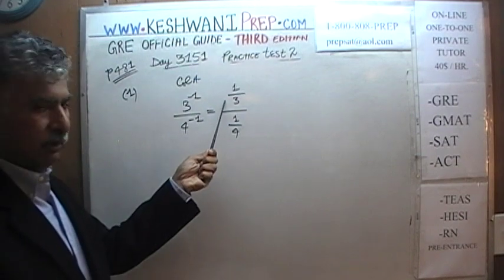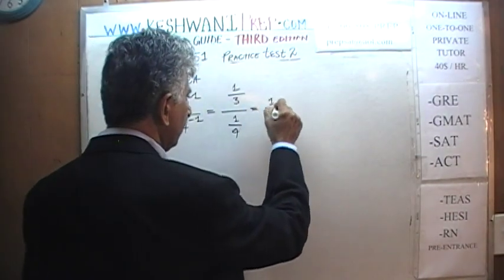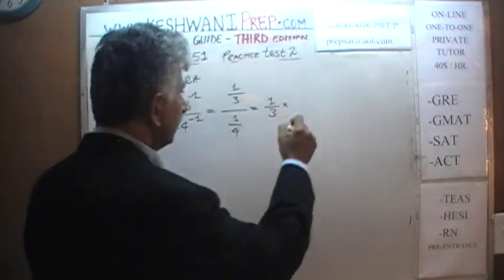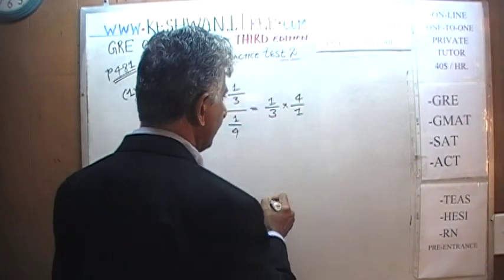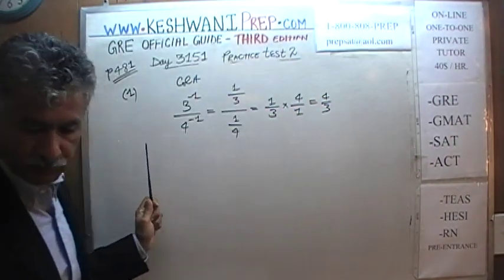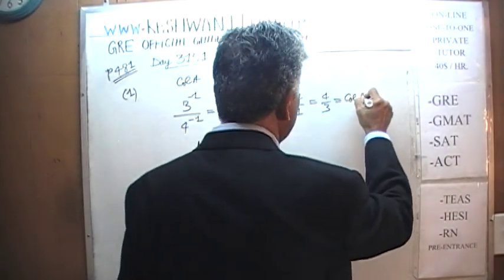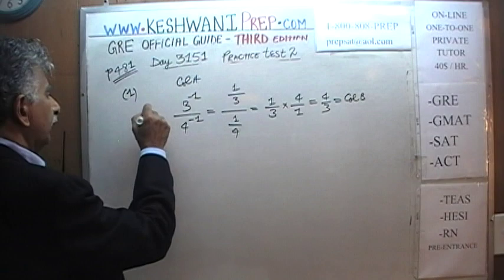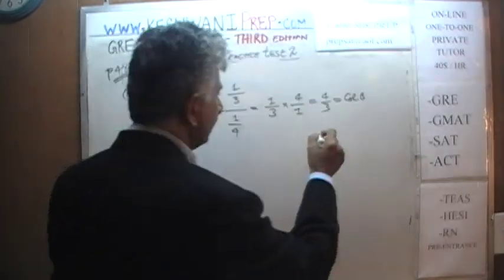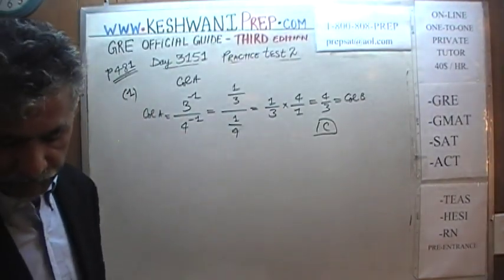When we have to divide one fraction by another fraction, what do we do? We take the fraction in the numerator and multiply it by the reciprocal of the denominator. The reciprocal of the denominator is 4 over 1. What does it boil down to? It's just 4 thirds, which is exactly what they give us in column B. So it turns out that column A is equal to column B. The answer is C. Pretty simple, very straightforward question.